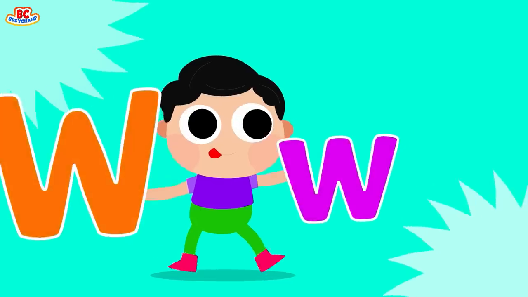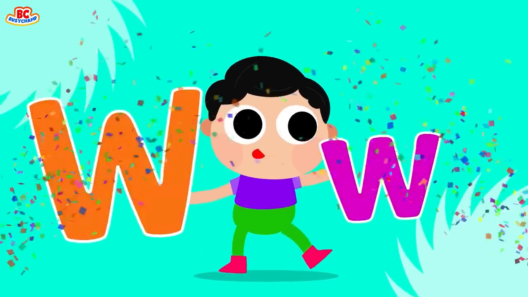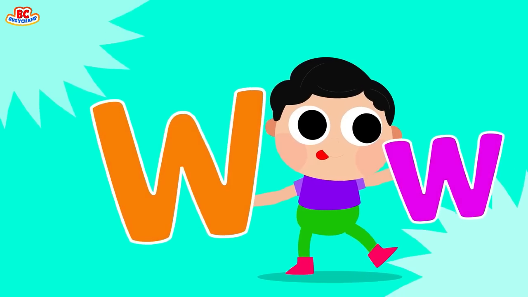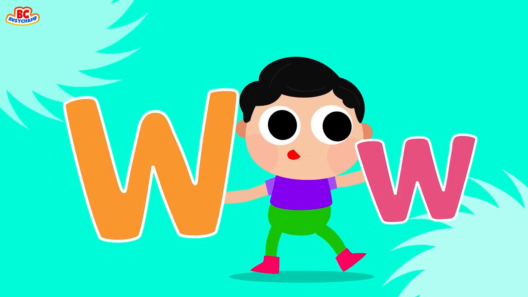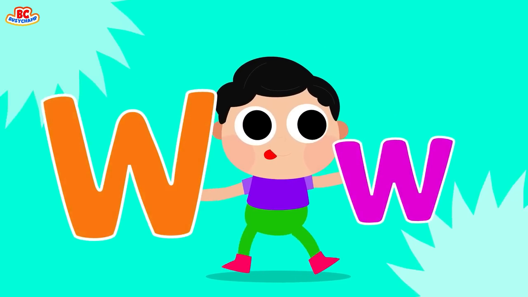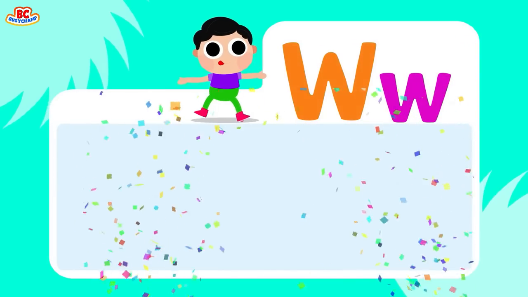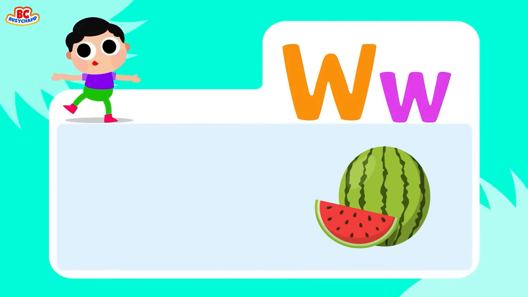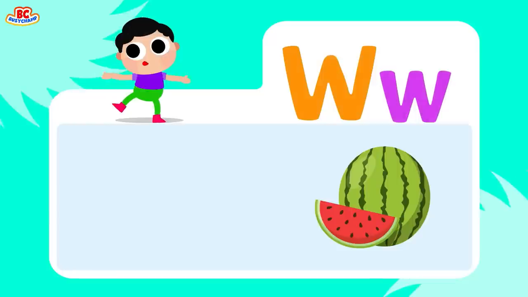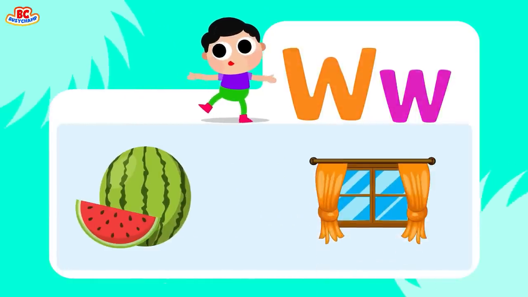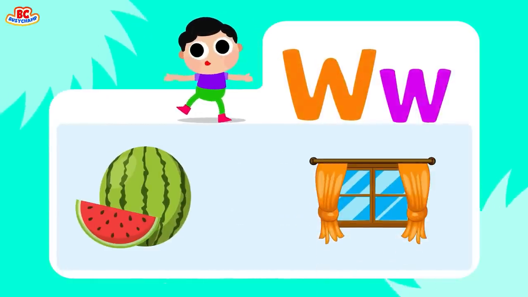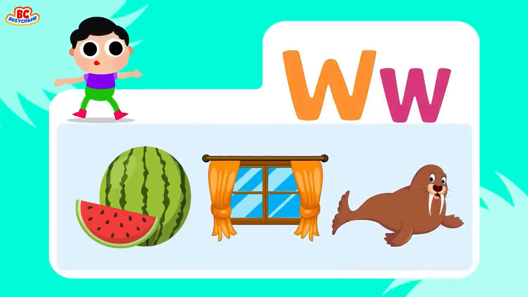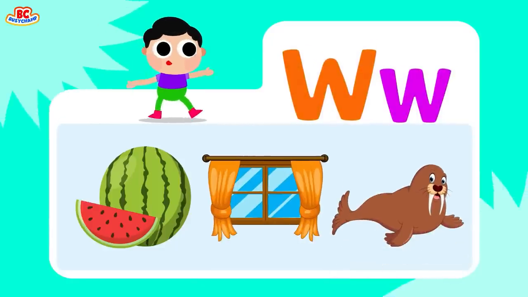Which alphabet can you see in my hand? I have the letter W in my right hand and it sounds W in my left hand. And there are so many words that begin with letter W. W called watermelon. W, W, watermelon. W called window. W, W, window. W called walrus. W, W, walrus.